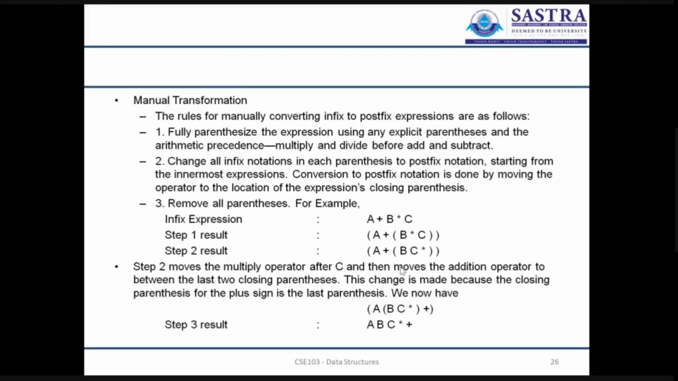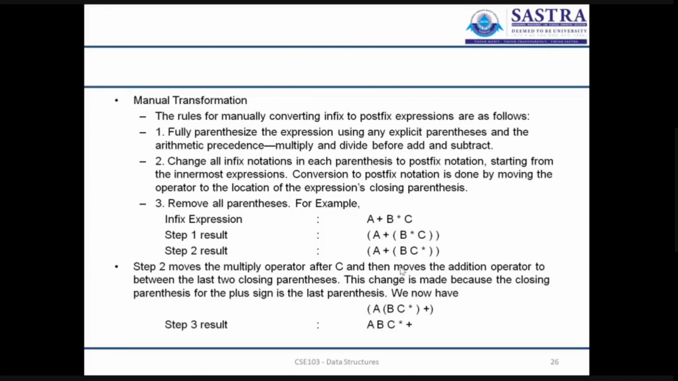Multiplication should come first, and division, then addition, then subtraction. So based on the precedence logic, add the parentheses. After adding the parentheses, change all infix notation in each parenthesis to its postfix notation. Suppose within parentheses a plus b is there, that is the individual component. That a plus b must be converted into postfix notation, that is, a plus b means ab plus.